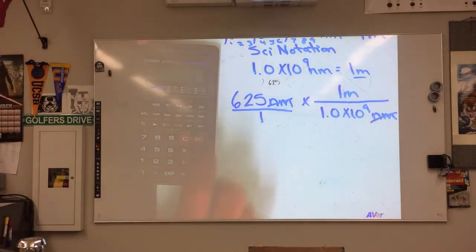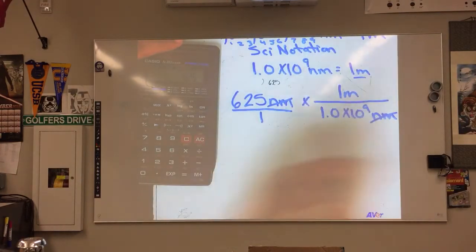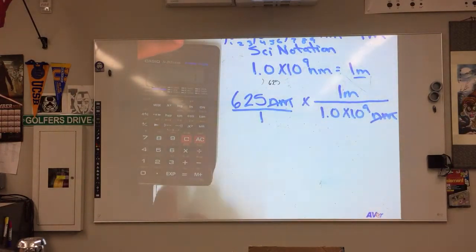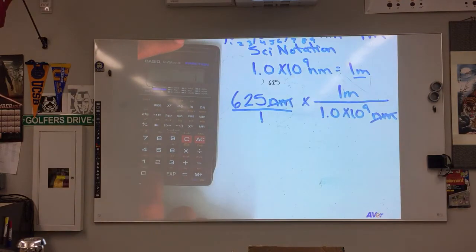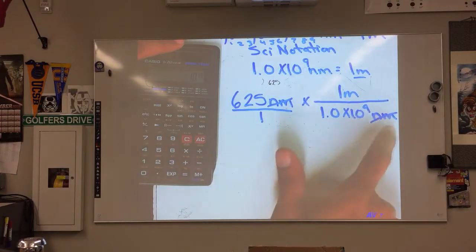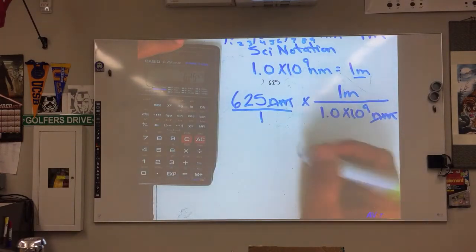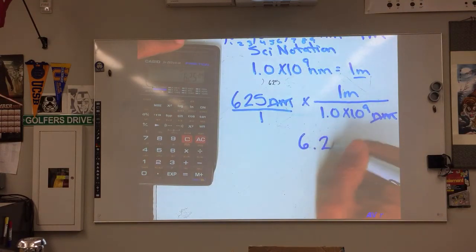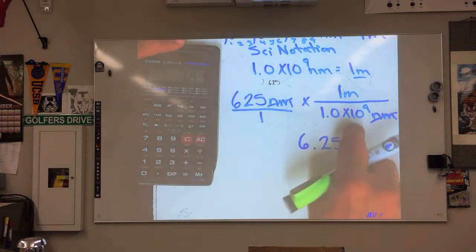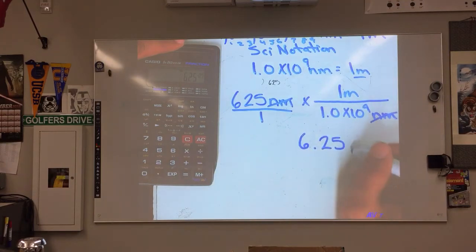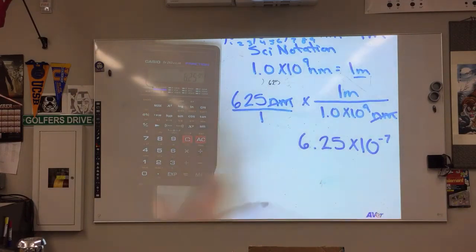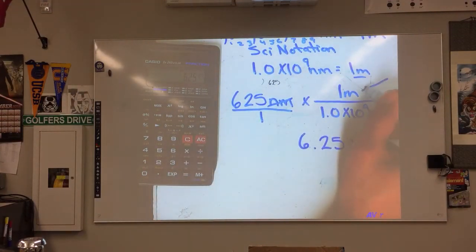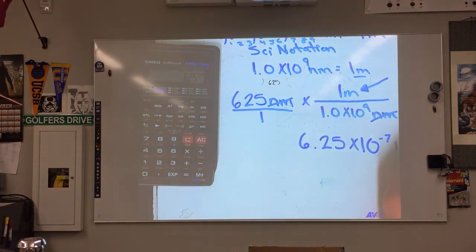So let's see, if we put into our calculator 625 times 1, that's going to be 625. Then we're going to divide it by 1.0 EXP 9, that gives us our exponent, and we will hit equals, and that's going to say that my answer is 6.25. I have to put the times 10 back. The calculator takes that out. I have to put it back in. So I'm going to put times 10, and then I have to put the exponent to the negative 7. Now in my answer, I only have one unit that hasn't been crossed out, so I'm going to put meter.